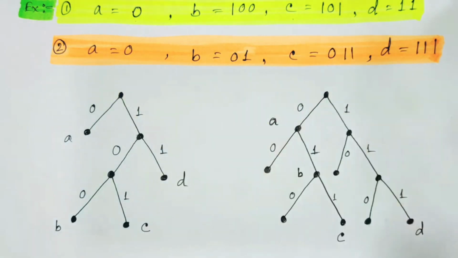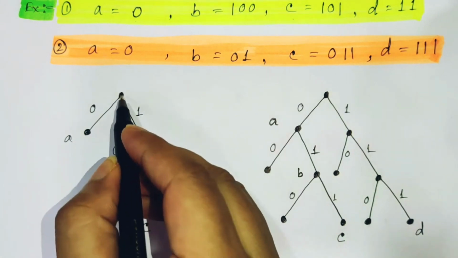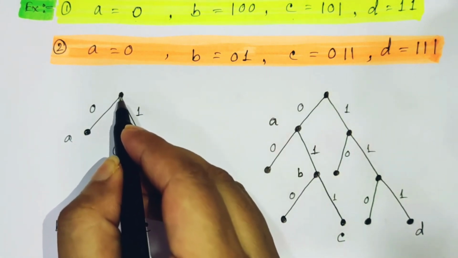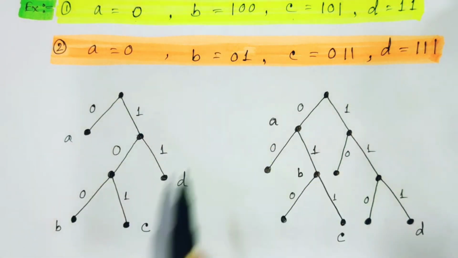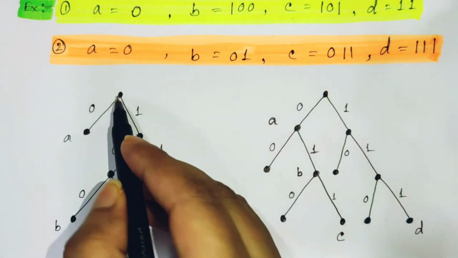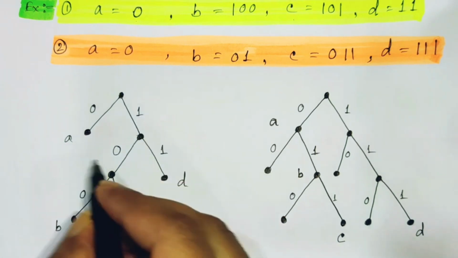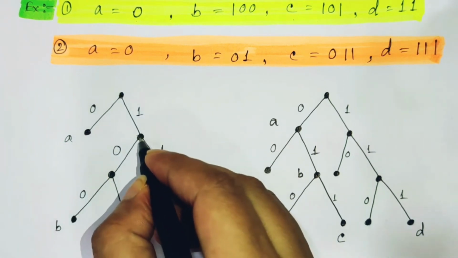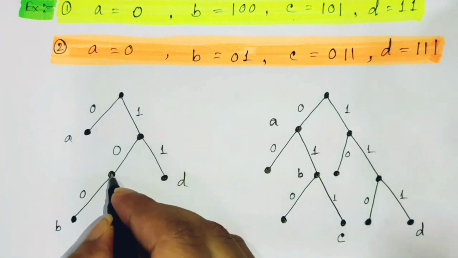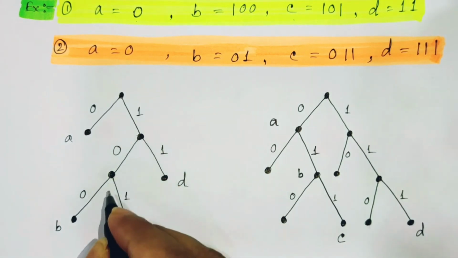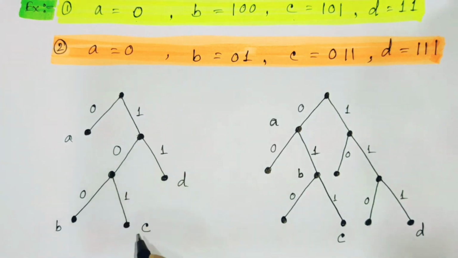So now for the first example, if we start, A is the root, and from A it is 0, so this one should be A. Now B is 100. From the root node, the first bit is 1. From here we take the child node, because there we find the 0 node. Then from here again we take the child node, so that we again get 0, and this point leads to B.